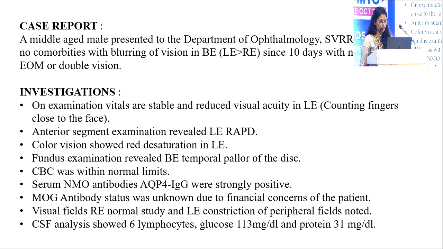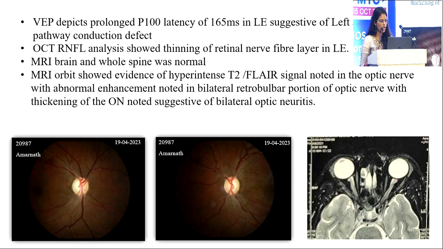MOG antibody status was unknown due to financial concerns of the patient. Visual fields: right eye normal study, and left eye shows constriction of peripheral fields. CSF analysis showed 6 lymphocytes, glucose level 113 mg per dL and protein 31 mg per dL.